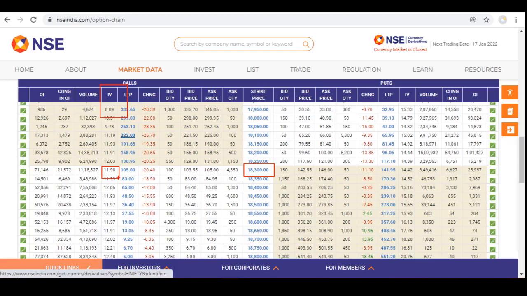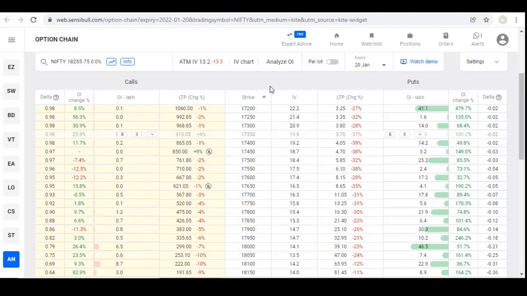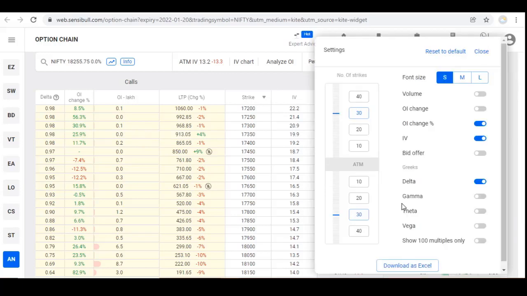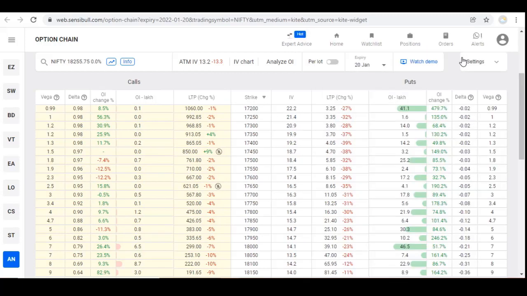Now comes the delta. This basic NSE website doesn't have delta in it. For that, you will have to go to either Zerodha's website or Opstra. In Zerodha, you can see the delta is there. Apart from these, all these Greeks you can see in this table itself. It is a very important feature. If you click on any of these, so if I want to see delta plus vega, I will just click it on.